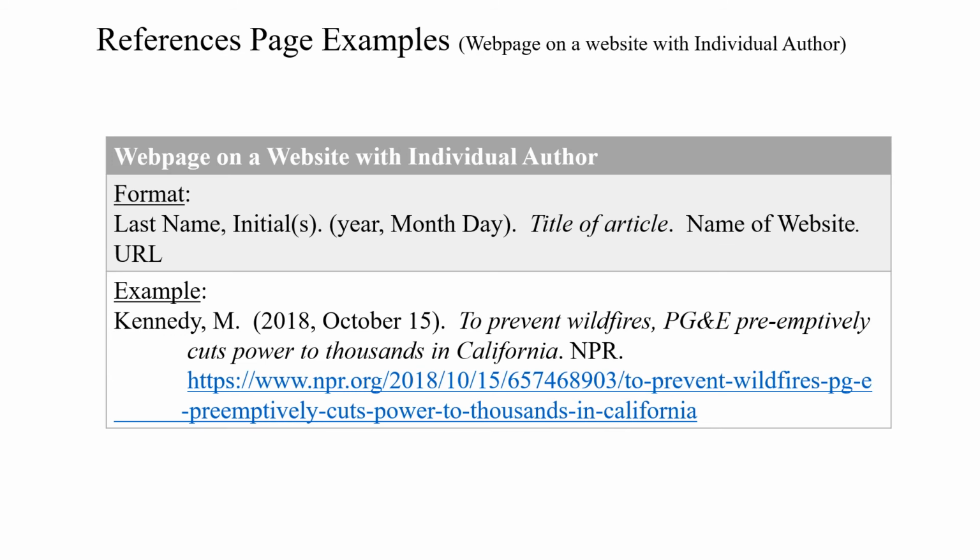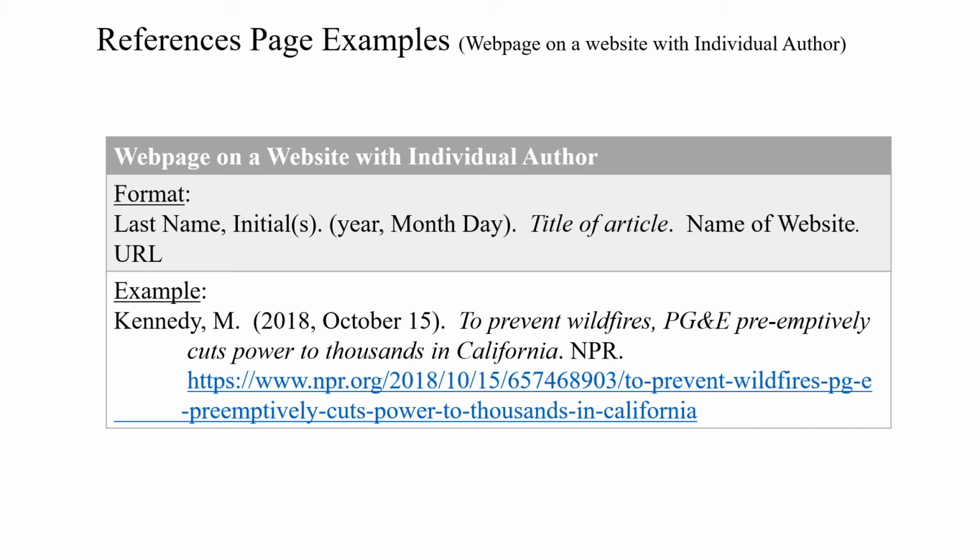The title of the article on the web page is italicized and in sentence case, meaning again only the first word is capitalized in this example. The name of the website is in title case and followed by the URL. In this example, you see the website article was published on October 15, 2018.